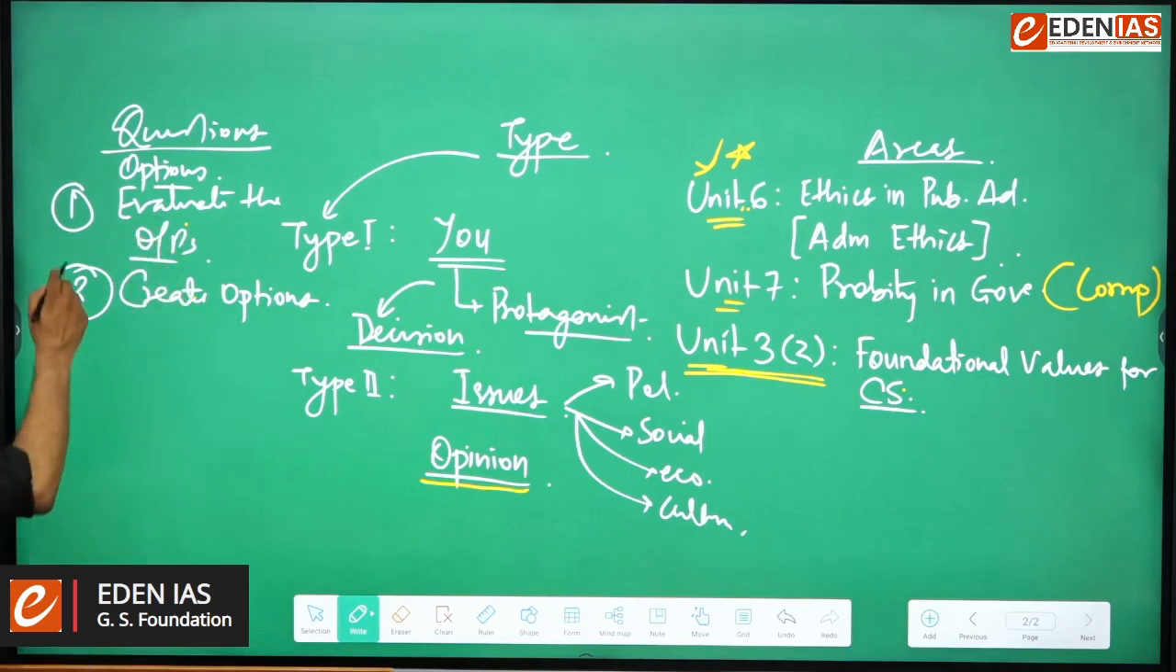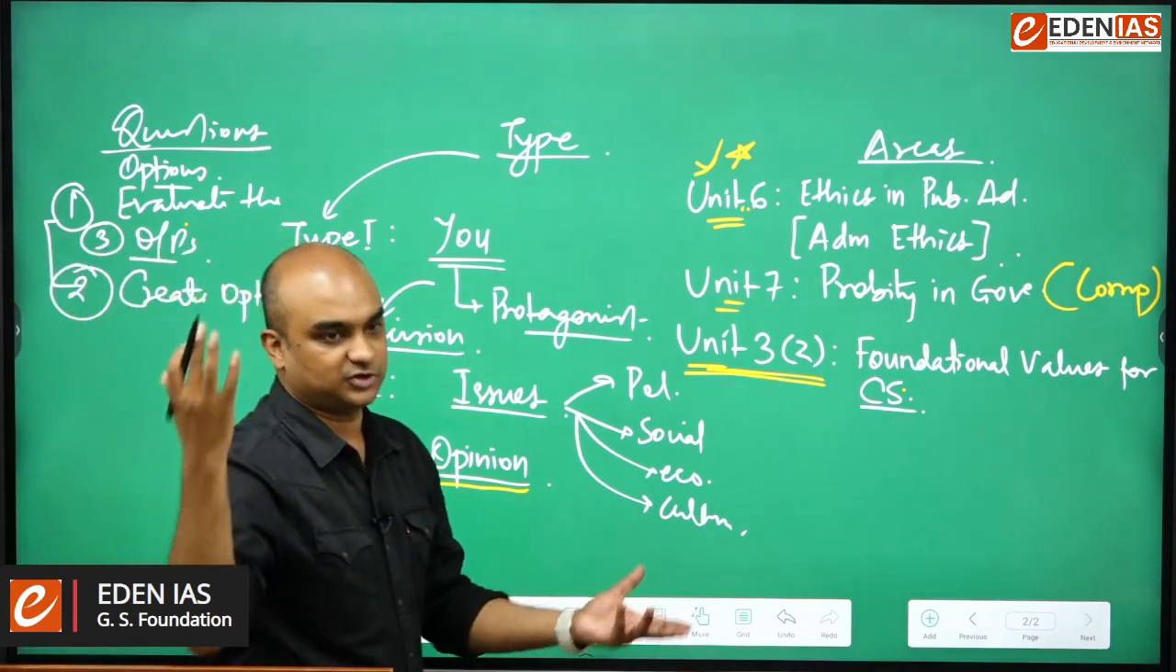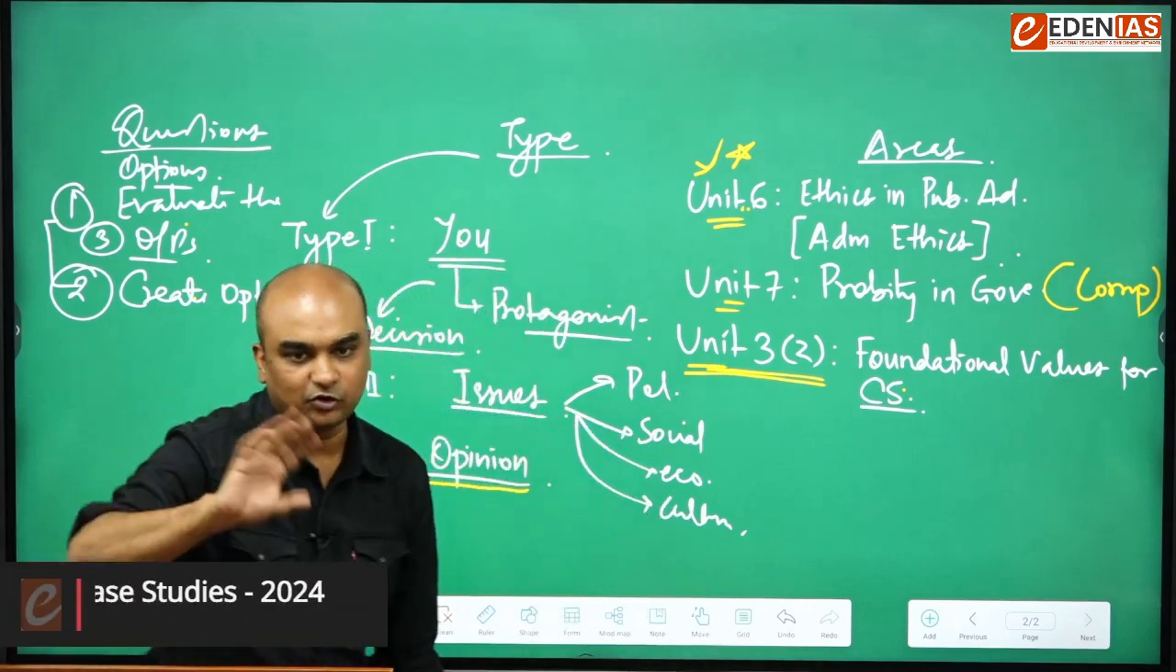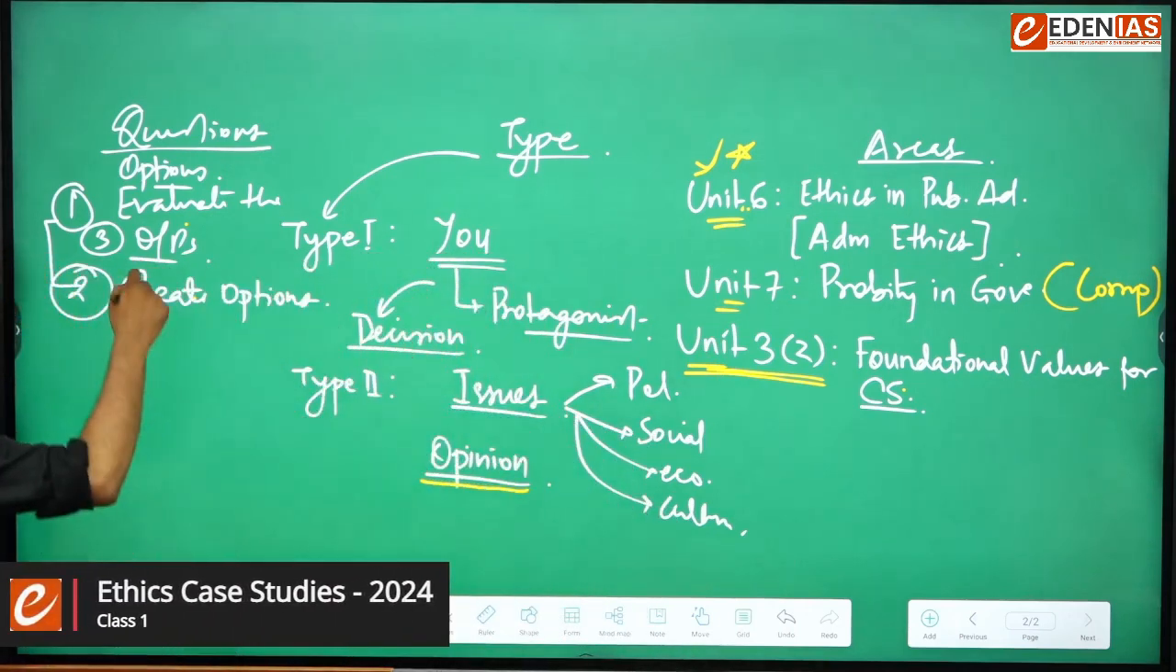Sometimes there is also a hybrid kind of case study question which includes both of them. It means suppose three options are given and the fourth statement says that also highlight if there is any other option. So there you have to generate further options. So there could be a hybrid kind of question with respect to case study as well.